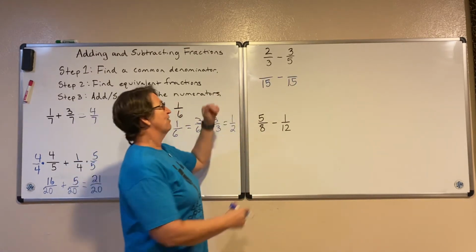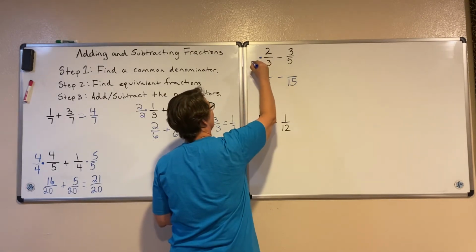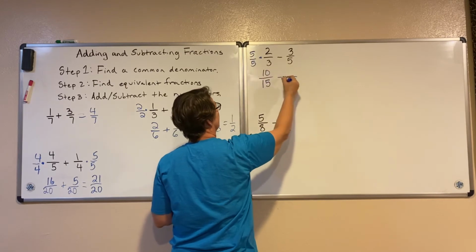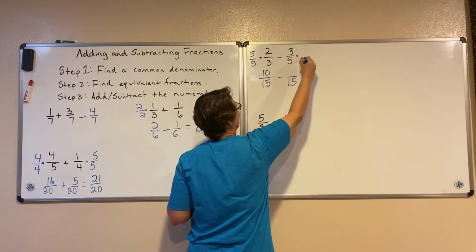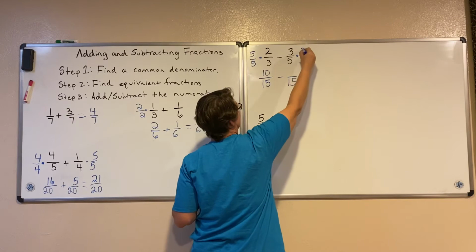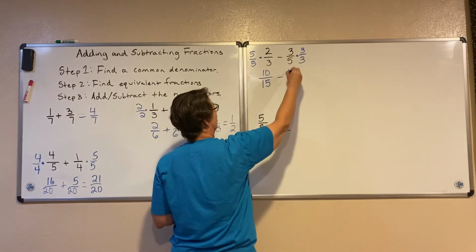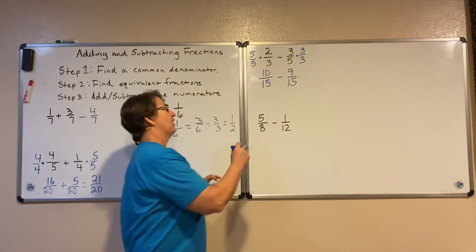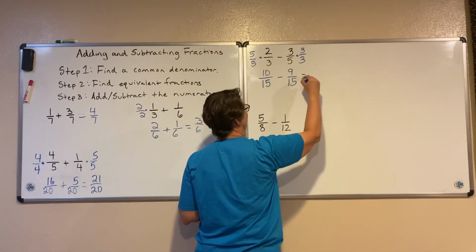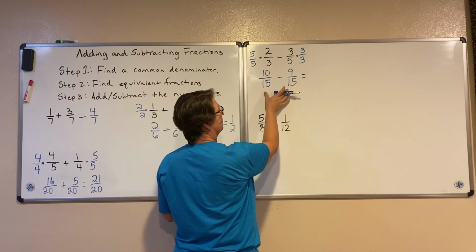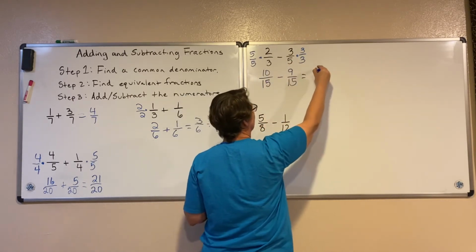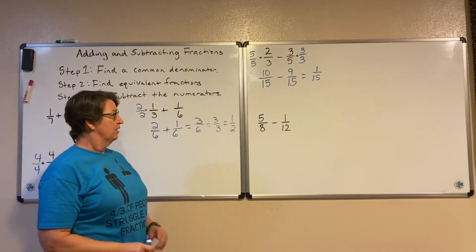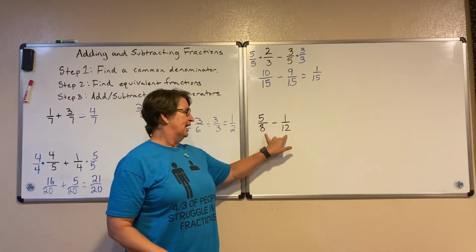Then what did I multiply 3 by to get to 15? I multiplied it by 5. So 5 times 2 is 10. I multiplied this 5 by 3 to get to 15, so I have to multiply the top by 3. So that's 9. So 10 15ths minus 9 15ths. Again, once I have that common denominator, I simply subtract the numerators. So 1/15.